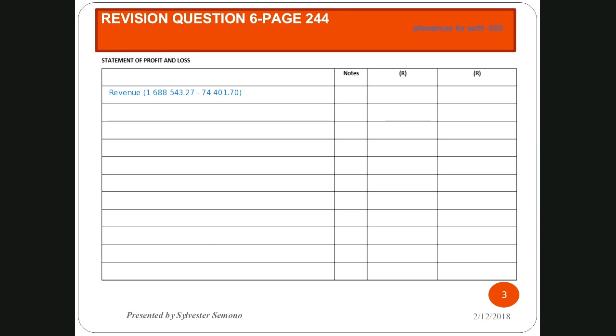So now, how much is the amount of revenue when you take this revenue less sales returns? Okay, just hold for a second. I'm going to find my calculator.